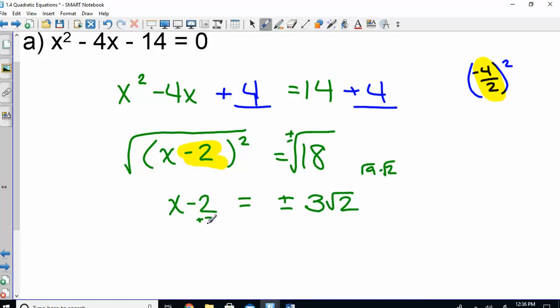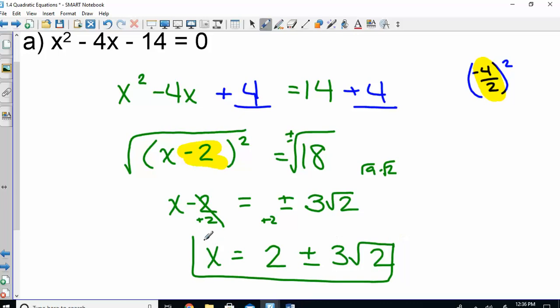One step away to get x by itself, I have to add this 2 over. So I get x equals, I'm just going to write this as 2 plus and minus 3 radical 2. You could put that positive 2 on the end, I just wrote it in front. A lot of times your answer might look like this. It'll have a radical in it, or it might have an i in it when we're all said and done, because the original didn't factor, so it's not going to be a nice, pretty answer. Any questions on how I got that?